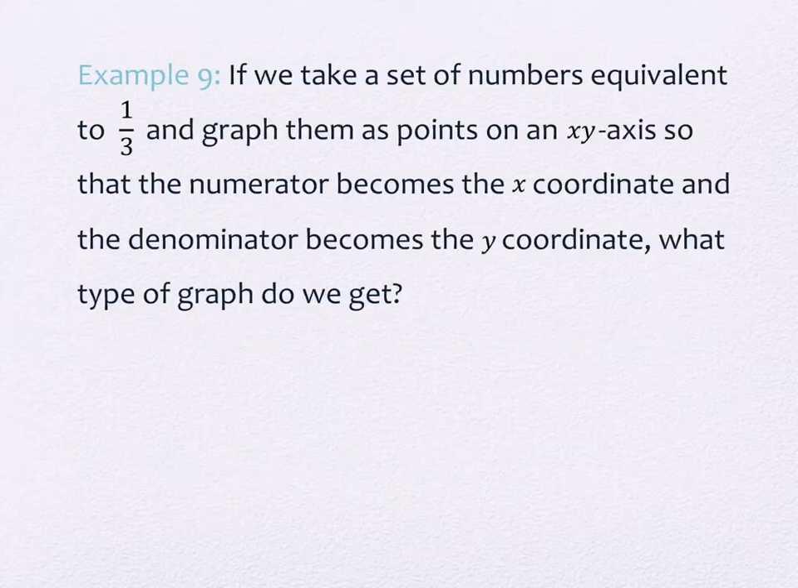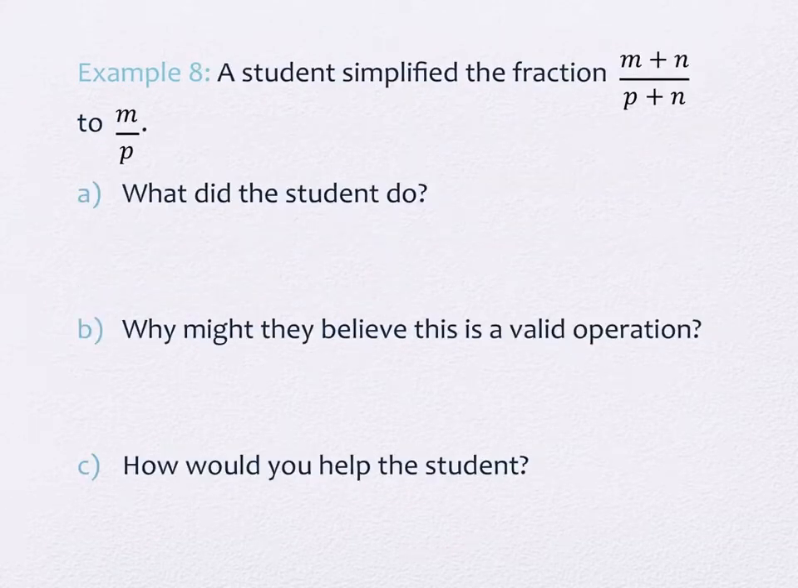Okay. 2 examples left, is that right? 8 and 9? Great. All right, we have a student, and they simplified the fraction m plus n over p plus n to m over p. So we have 3 questions we're going to answer. You will notice, if you haven't used our specific textbook before, that there's a question set called set A, a question set that's called set B, and then a question set that's called connections. I call them set C because A, B, C, and C for connections, okay? So this is a connections type problem.